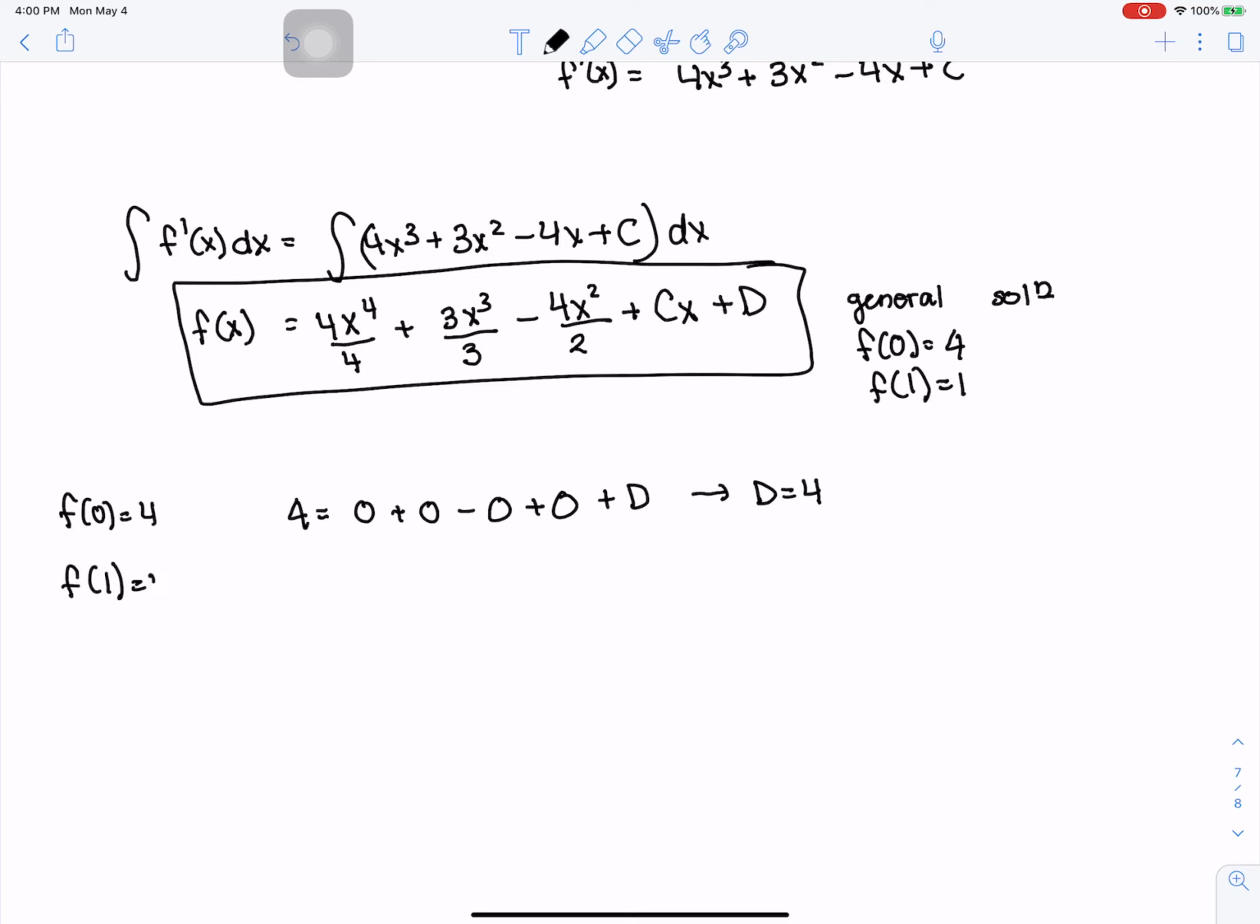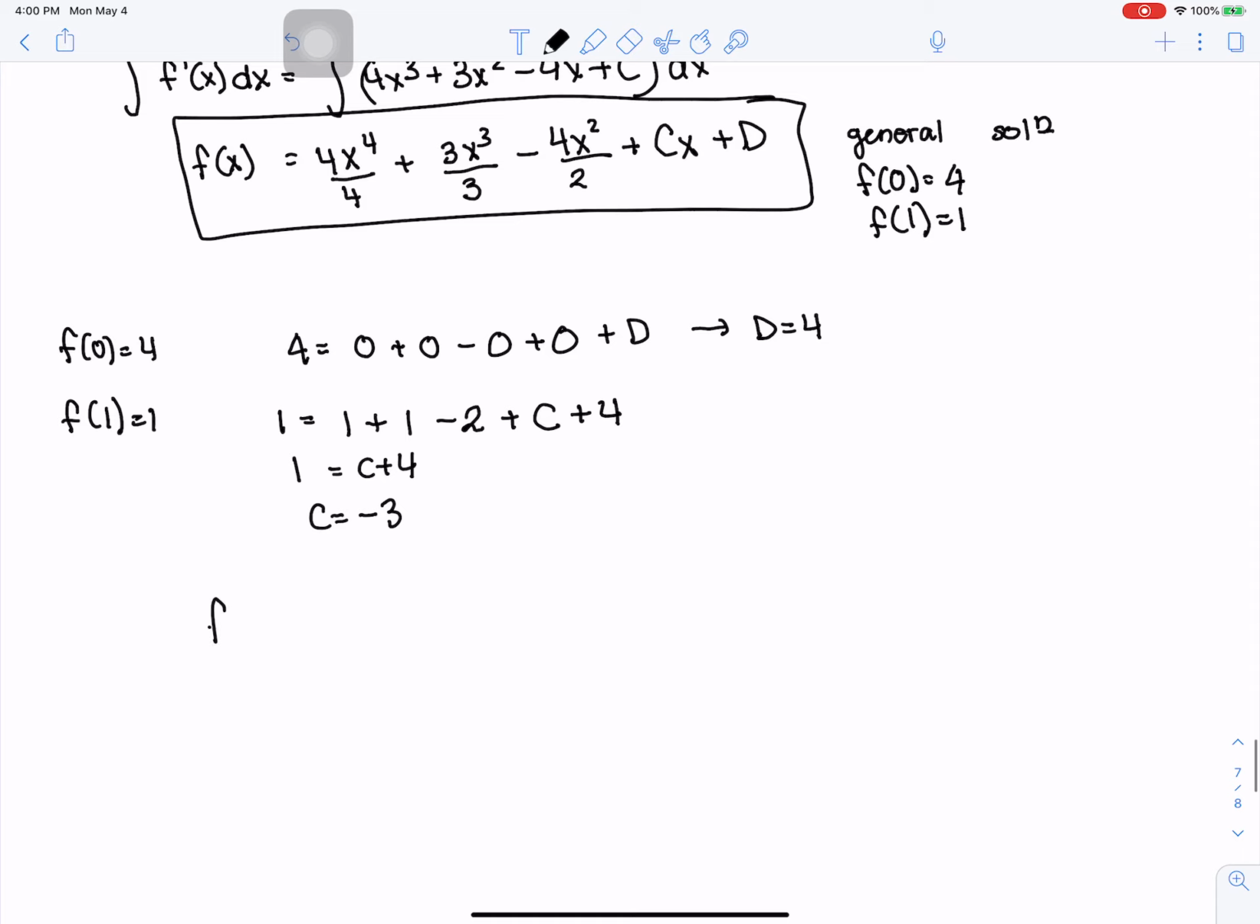From the second condition, I get 1 is equal to 4 times 1 divided by 4 is 1. 3 times 1 divided by 3 is 1. 4 divided by 2 is 2, so minus 2, plus c plus 4, because my d was 4. So 1 plus 1 is 2, 2 minus 2 is 0, so I get c plus 4 equals 1. So c equals negative 3. And I just sub those in, clean up my function, and that represents the answer to my problem: x to the fourth plus x cubed minus 2x squared minus 3x plus 4.